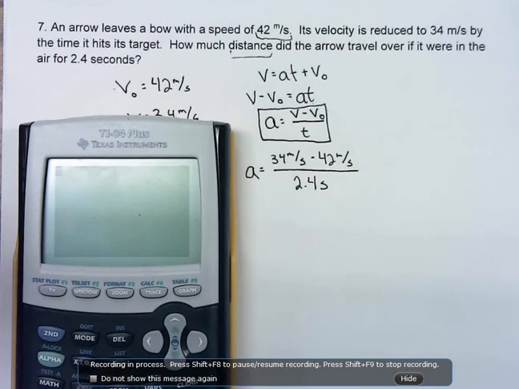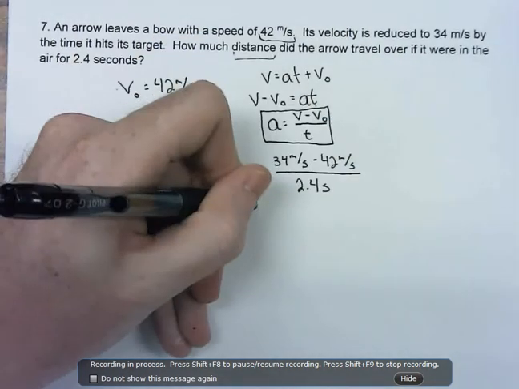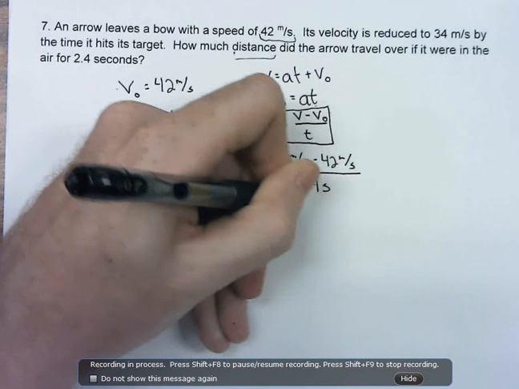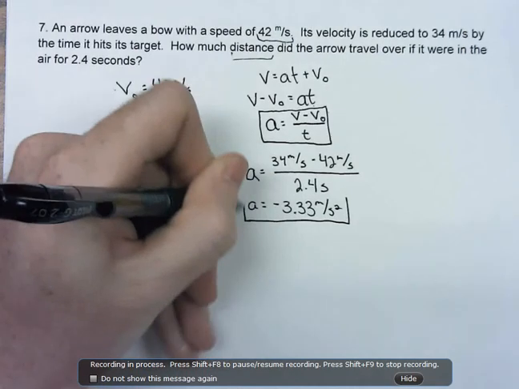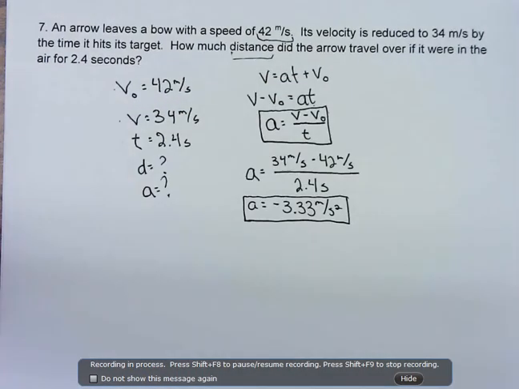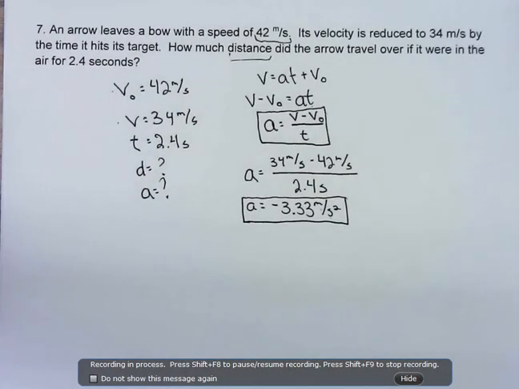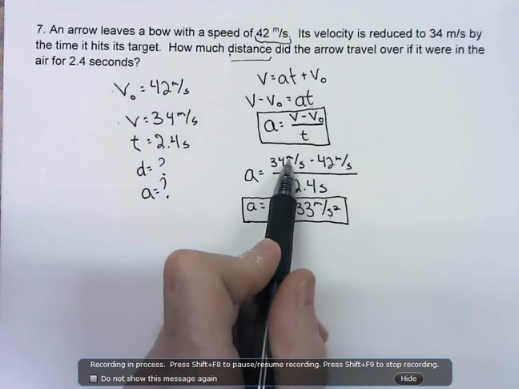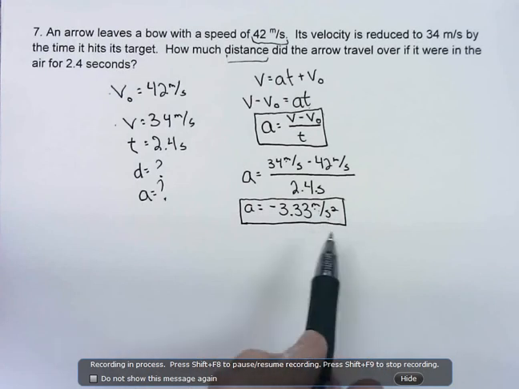We would have 34 minus 42, and then divide that by our 2.4 seconds, and we get negative 3.33. So our acceleration is equal to negative 3.33 meters per second squared. Now if we look at this, guess what? Our units, meters per second squared, actually make sense, because if we look at it mathematically, we're taking meters per second and dividing it by seconds. So we're left with meters per second squared.